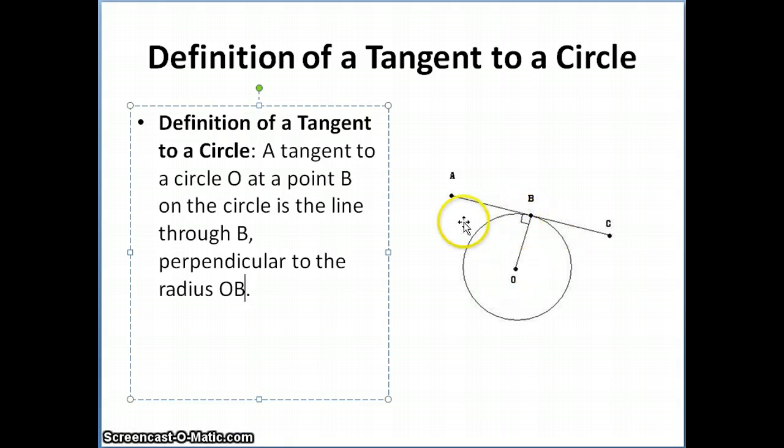Always remember, if we have a tangent to a circle, and we connect the intersection point P with the center, we get a line segment. They must be perpendicular to each other. So we get a 90 degree angle here. So that's very useful in proofs.